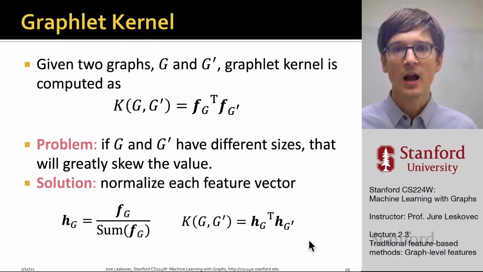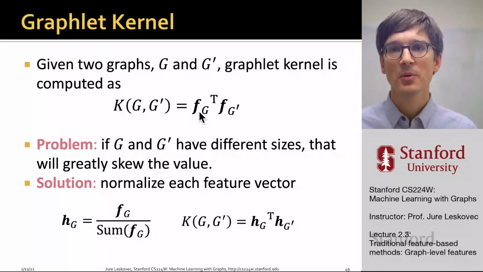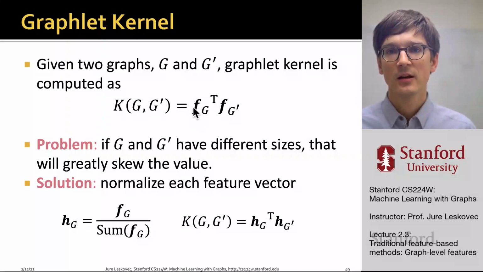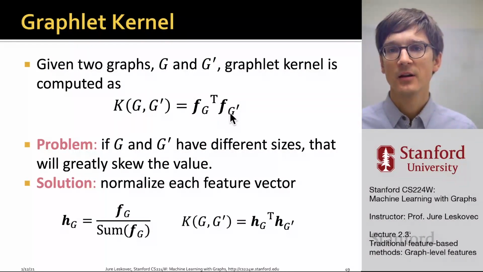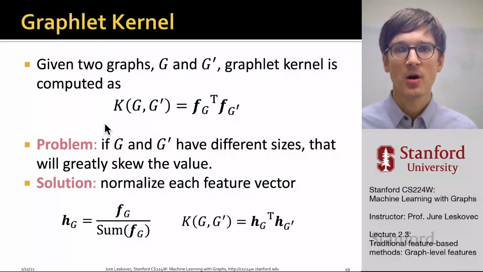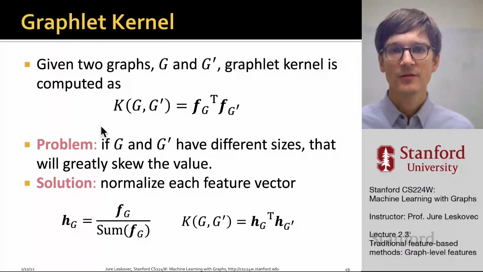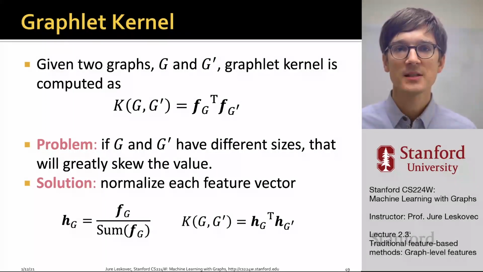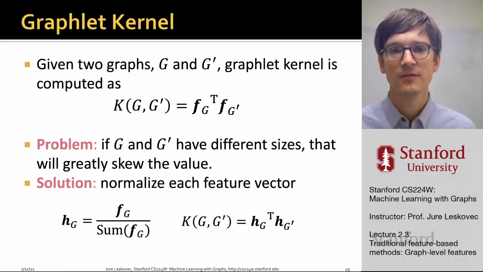Now, given two graphs, we can define the graphlet kernel simply as the dot product between the graphlet count vector of the first graph and the graphlet count vector of the second graph. This is a good idea, but actually there is a slight problem. The problem is that graphs G1 and G2 may have different sizes, so the raw counts will be very different for graphlets in different graphs.